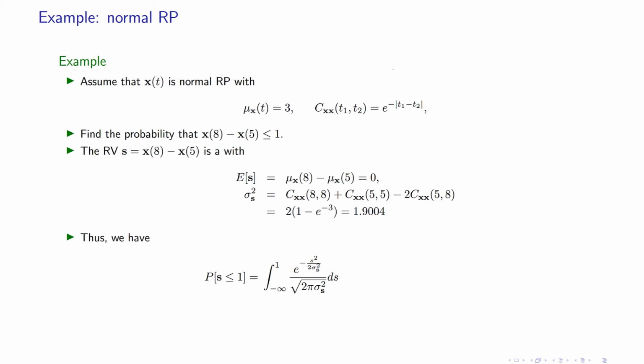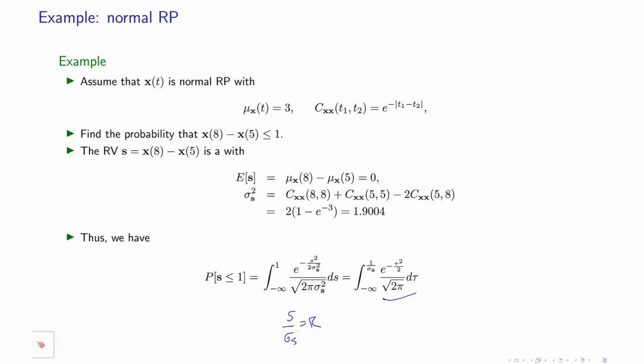So integrating, because s should be smaller than 1, it's from minus infinity to 1, and this is the PDF for mean 0 and variance sigma squared s. So in the integral, you could change this dummy variable, normalize it to make sigma squared s 1, and then what you get is a standard normal distribution with mean 0. So you change a dummy variable, you replace s by s divided by sigma s.